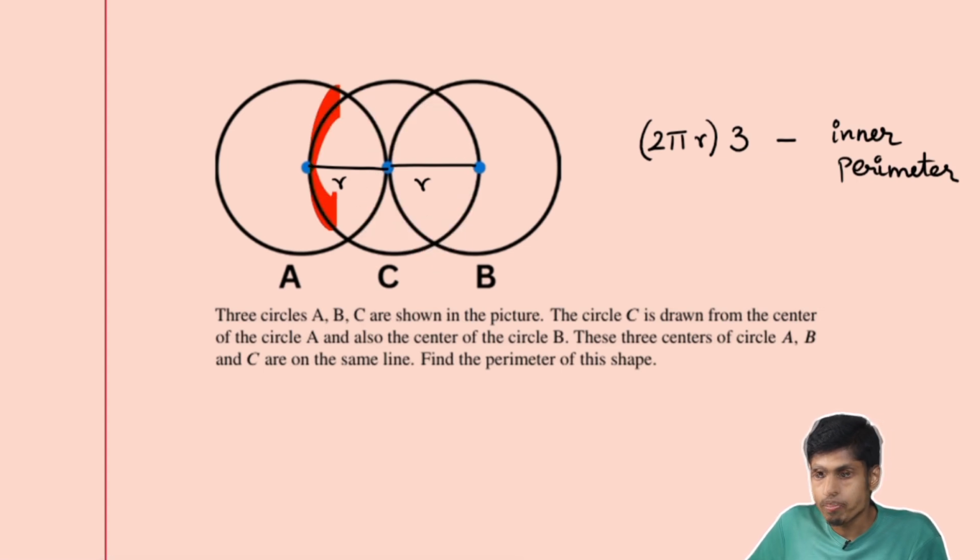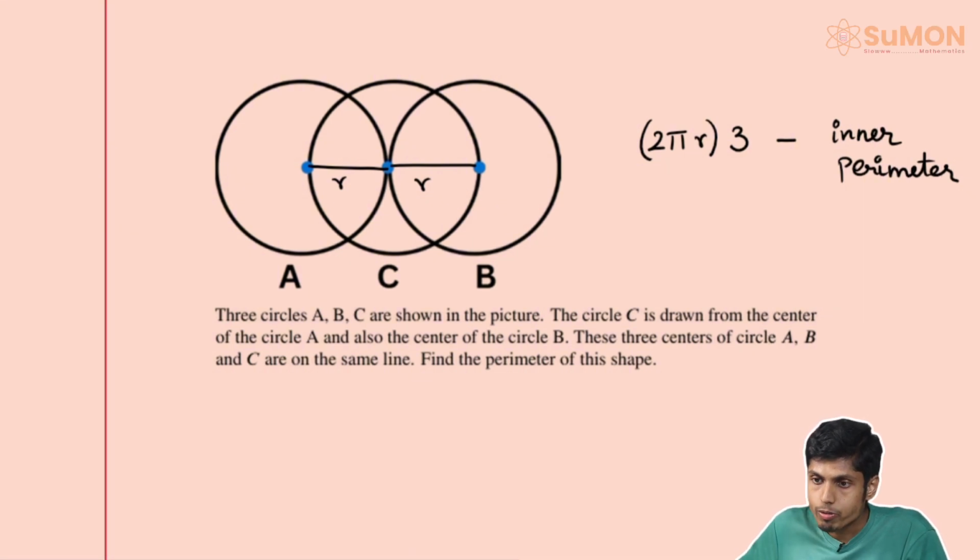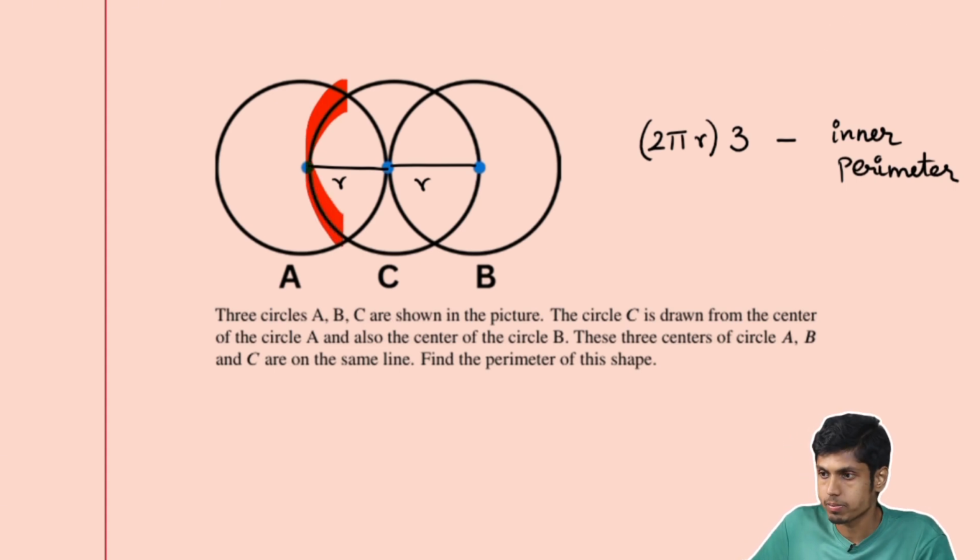The inner perimeter just means these parts. But notice, finding them is not at all a difficult task. You have to first find the length of one of them. So there are 4 pieces. Let's find the length of one piece, that is this one, the highlighted one.